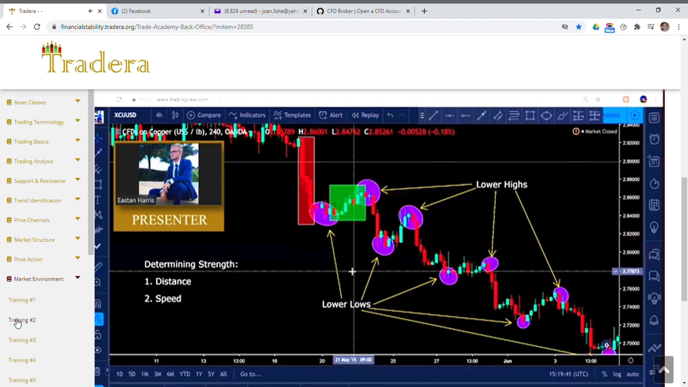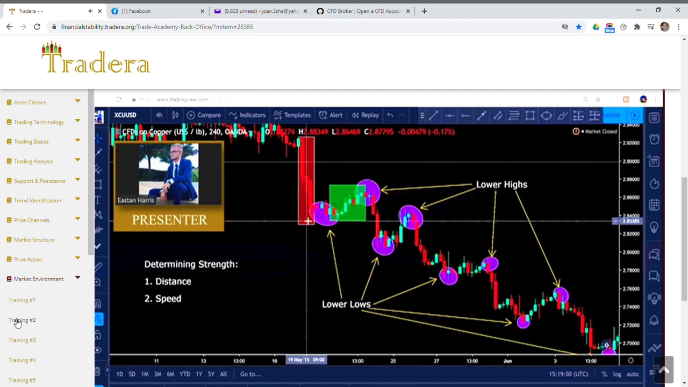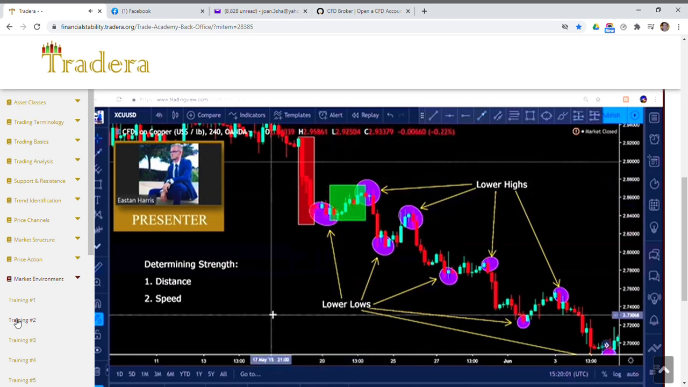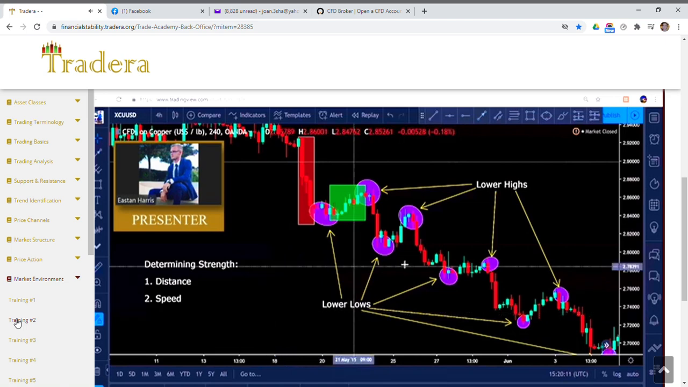Not only did the sellers travel twice the distance from A to B, they also did it twice as fast compared to the buyers from A to B. So it's safe to say within this move, the sellers are in control. Now let's look at the next move.